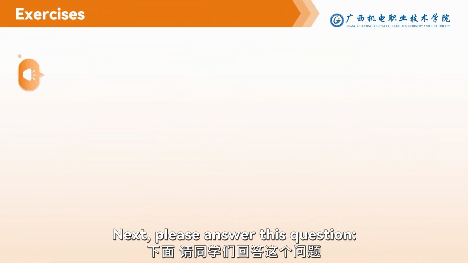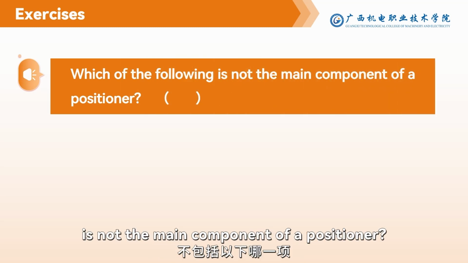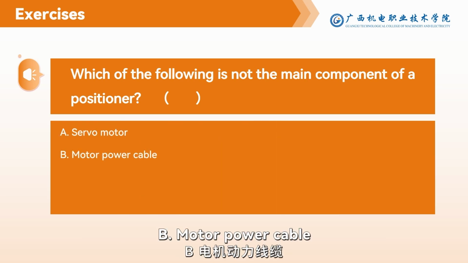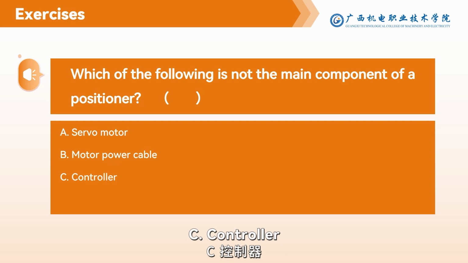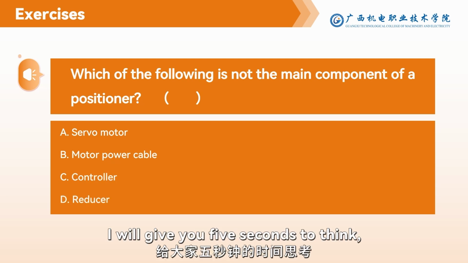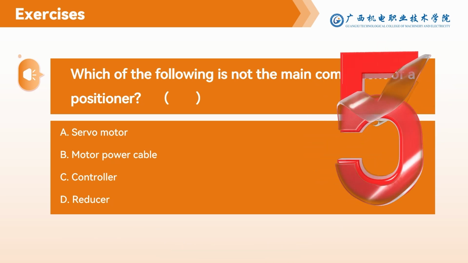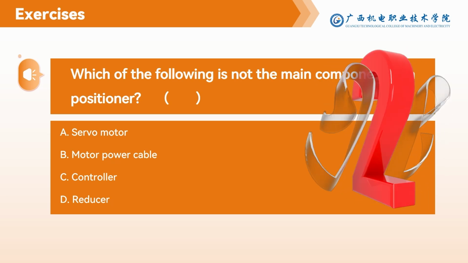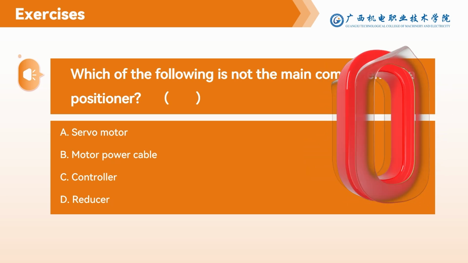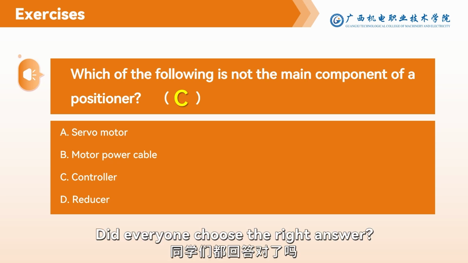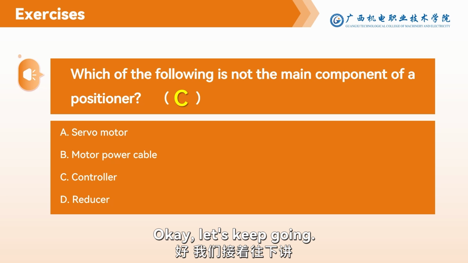Next, please answer this question. Which of the following is not the main component of a positioner? A. Servo motor. B. Motor power cable. C. Controller. D. Reducer. I will give you 5 seconds to think and will show the answer after 5 seconds. The answer to this question is C. Did everyone choose the right answer? Okay, let's keep going.